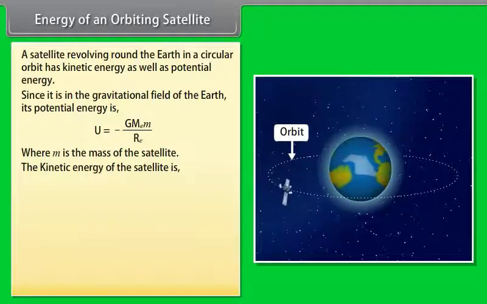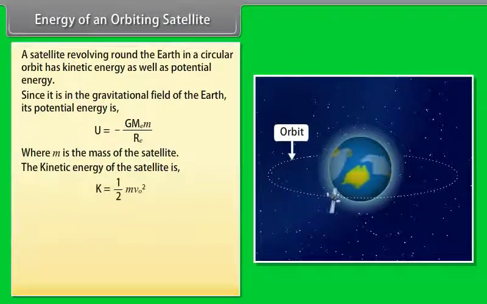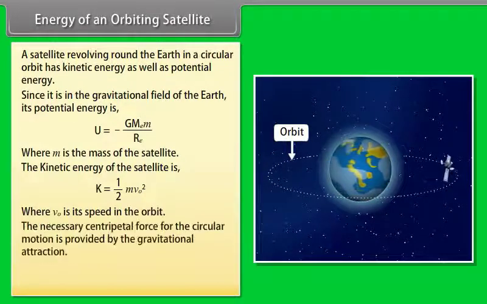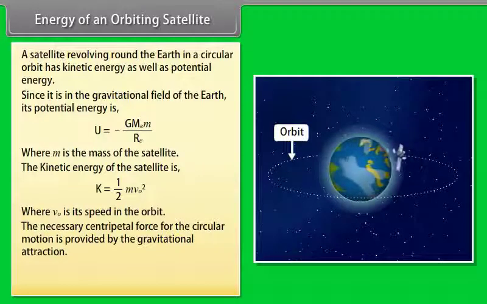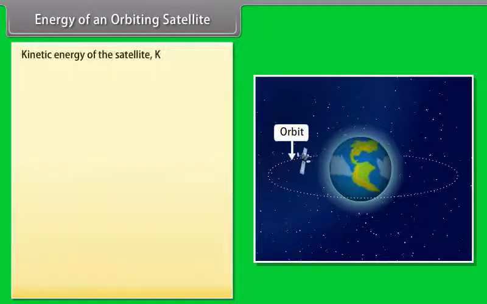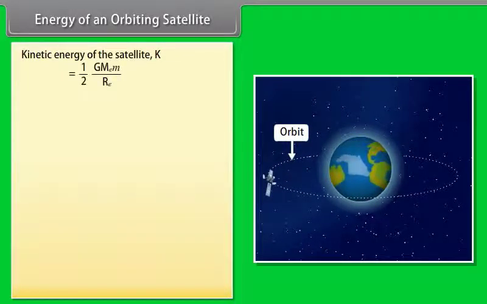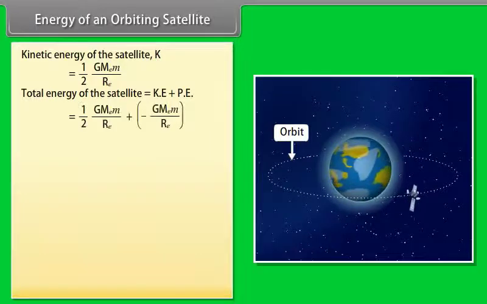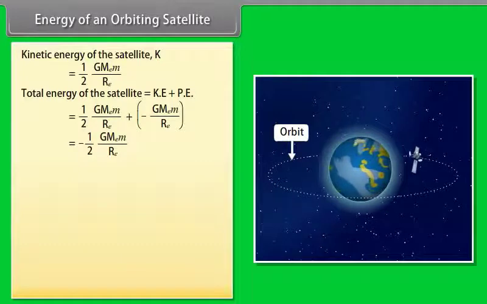The kinetic energy of the satellite is K = 1/2 mv₀², where v₀ is its speed in the orbit. The necessary centripetal force for the circular motion is provided by the gravitational attraction. The total energy of the satellite is equal to kinetic energy plus potential energy. On calculating, we get total energy = -1/2 GMEM/RE.